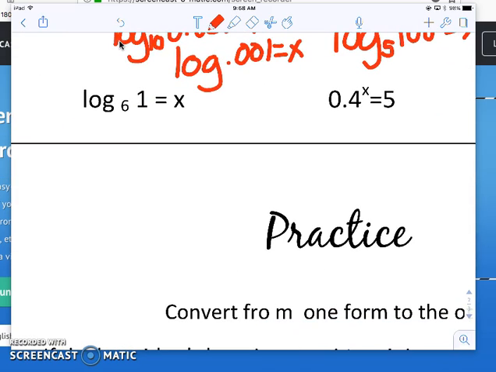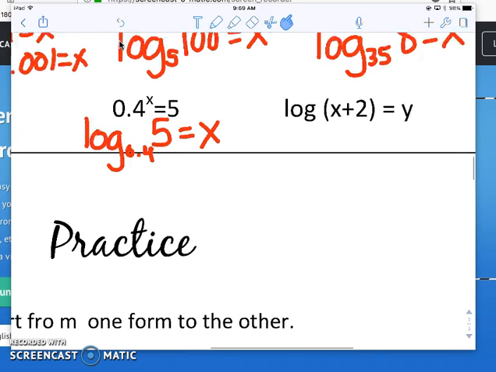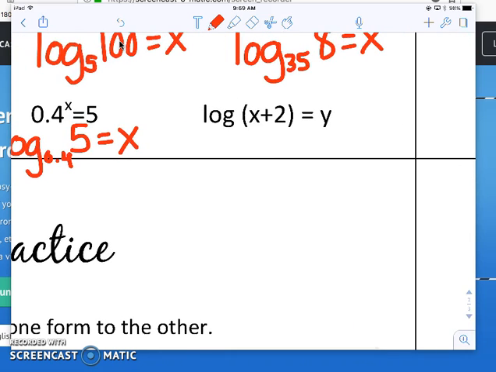And this is in log form for exponential form. So 6 to the x equals 1. We need to write this one in log form. So log base 0.4 of 5 equals our exponent of x. And this last one, well, there's no base, so we assume it's a 10. So 10 to the y power equals x plus 2.